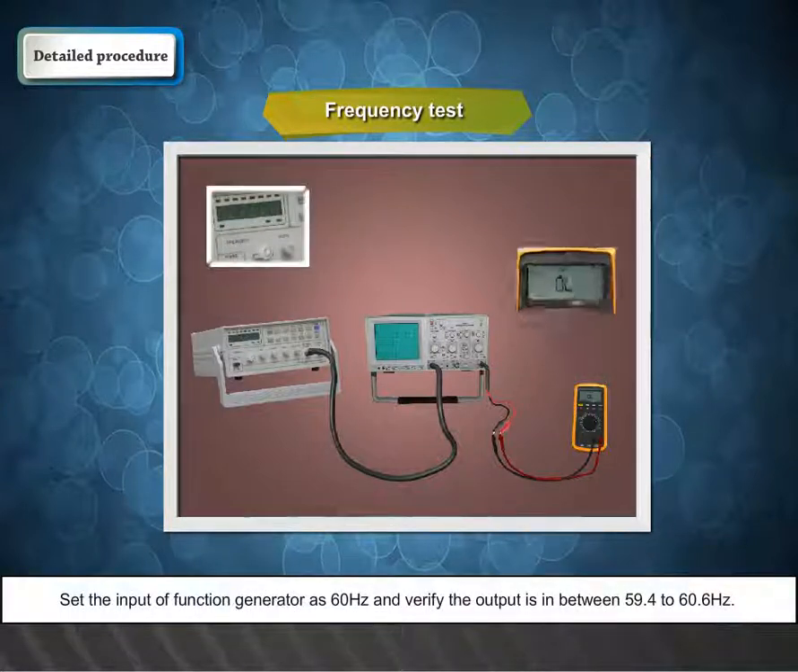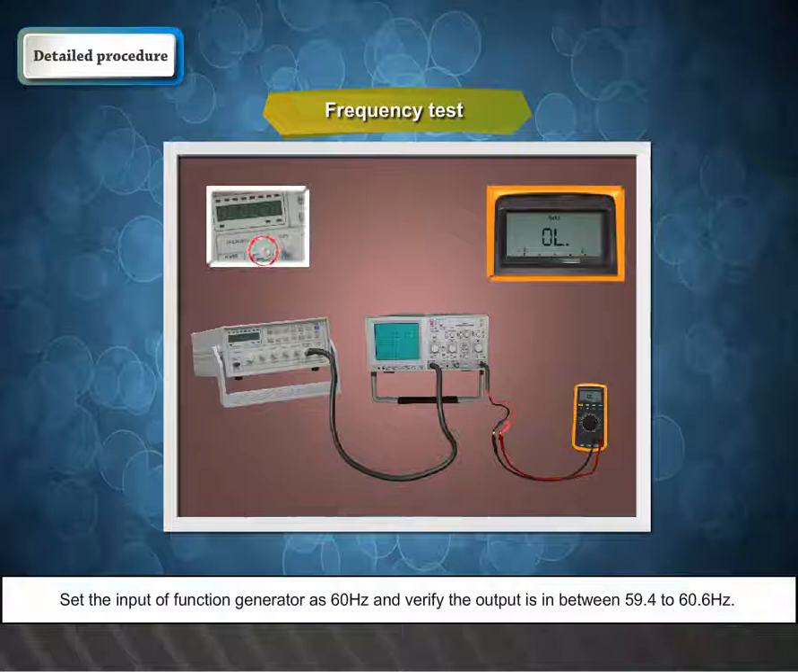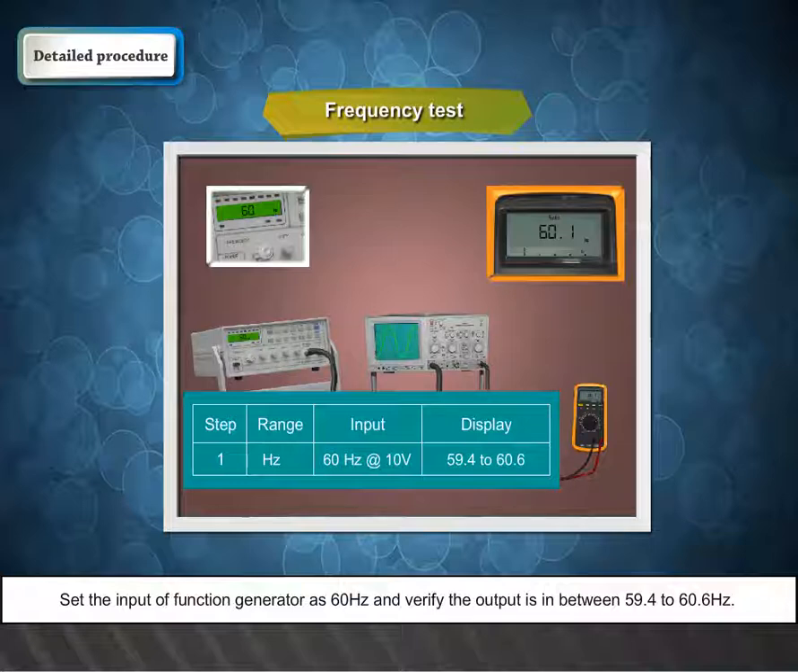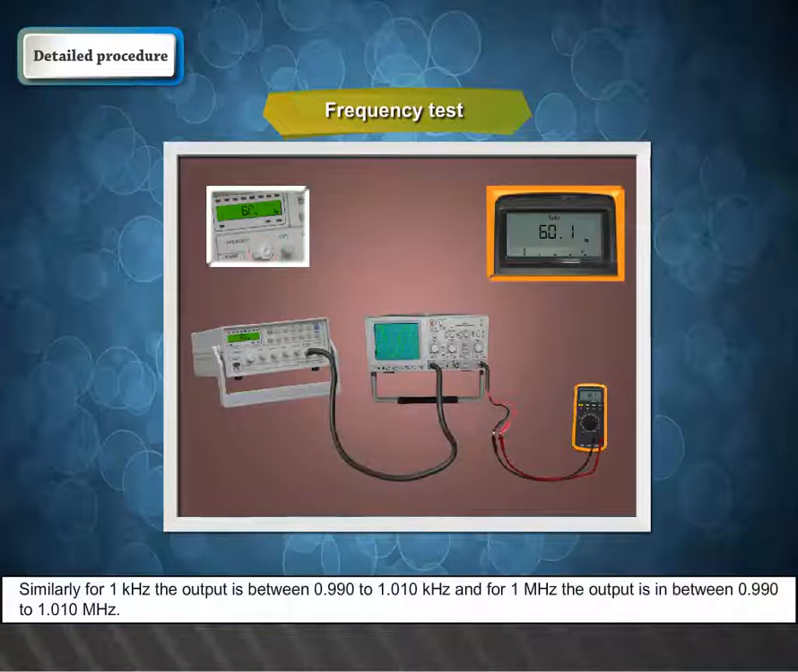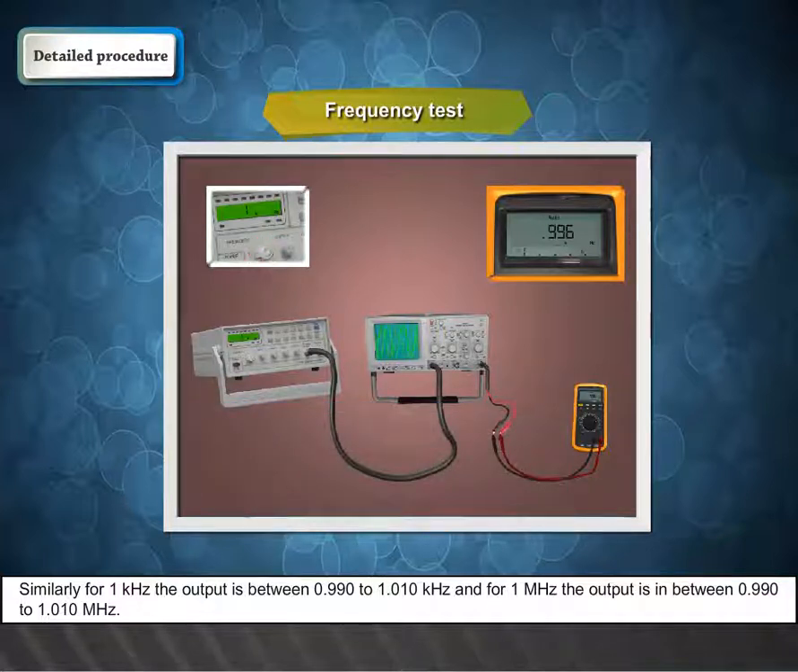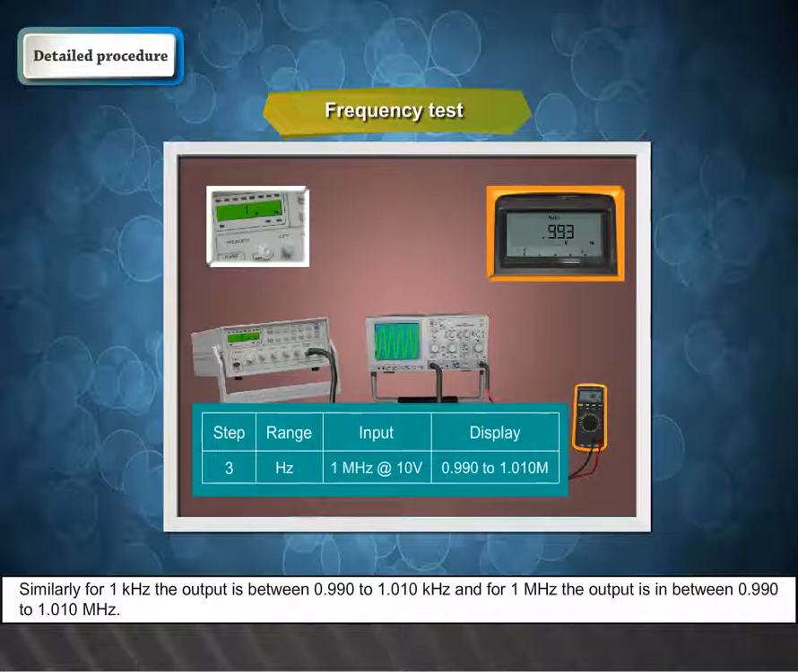Set the input of function generator as 60 Hz and verify the output is in between 59.4 to 60.6 Hz. Similarly, for 1 kHz, the output is between 0.990 to 1.010 kHz, and for 1 MHz, the output is in between 0.990 to 1.010 MHz.